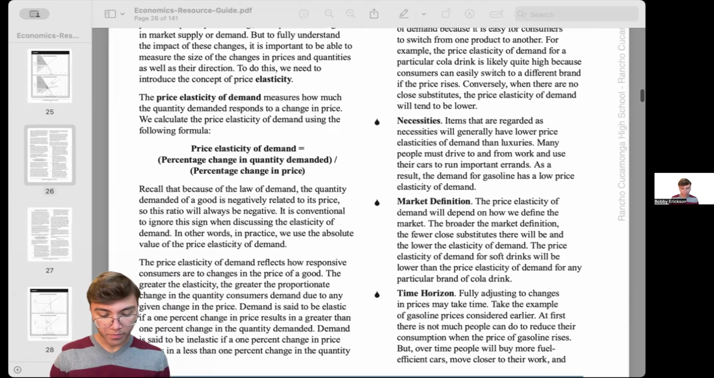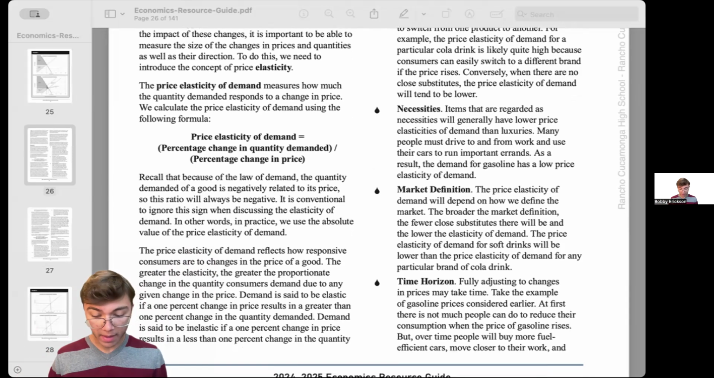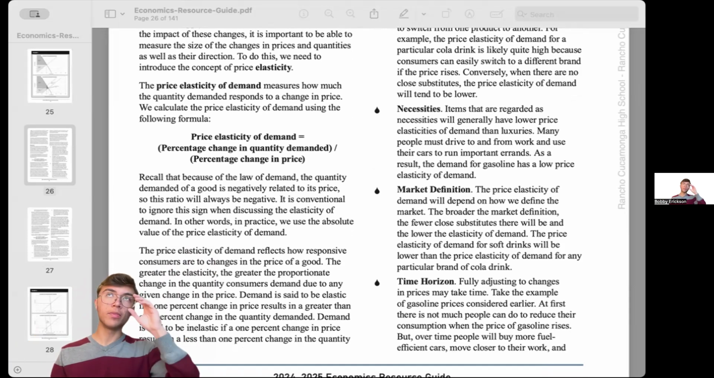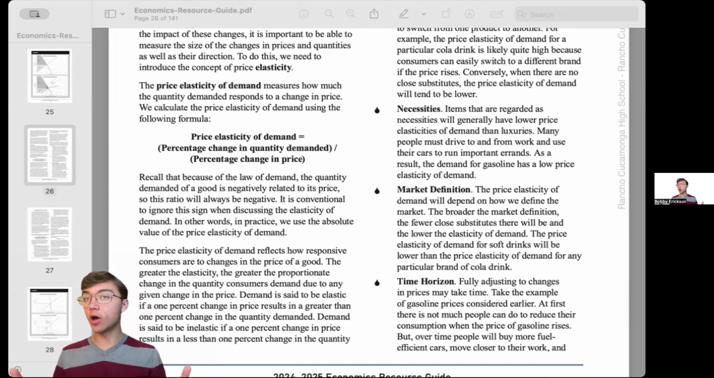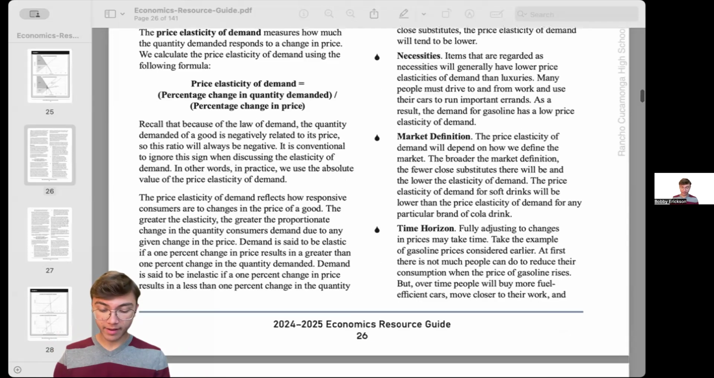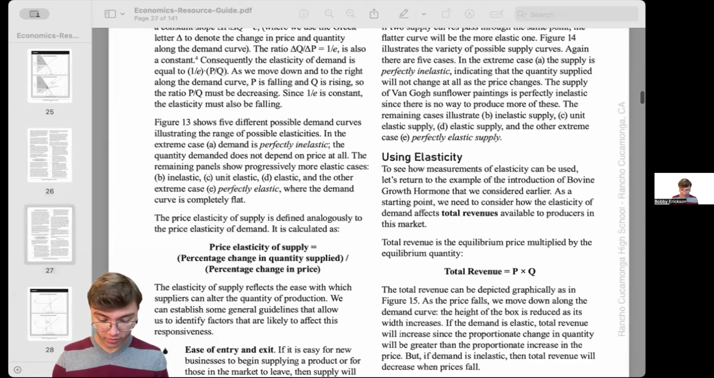elasticity. So the price elasticity of demand measures how much the quantity demanded responds to a change in price. You can think of this in other terms as if it were a slope. So how much is one thing changing in relation to the other? Except one really key thing to notice about elasticity is that it's the percent change in quantity demanded divided by the percent change in price.